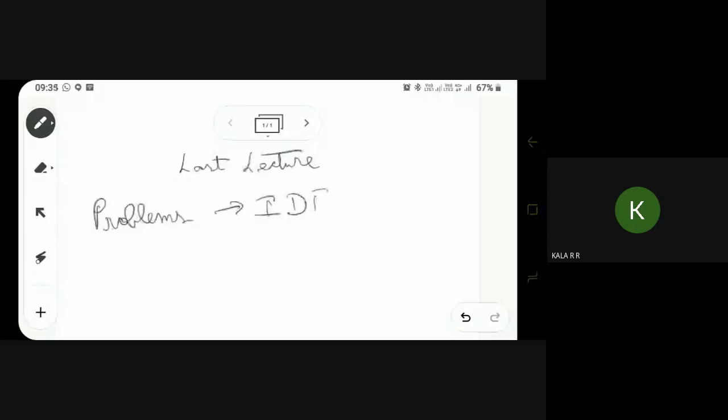Okay, in the last lecture we have seen the problems related to IDFT. In that IDFT, we have seen two methods. One is the normal method.